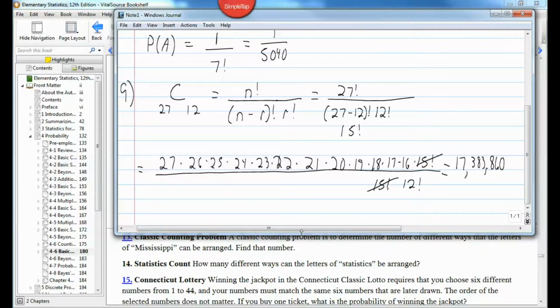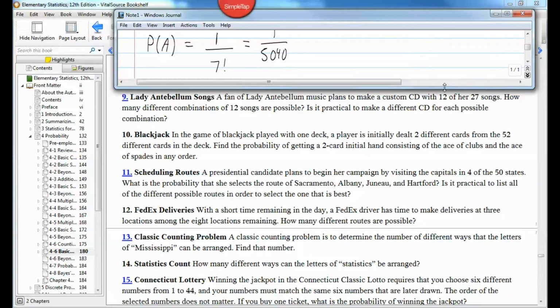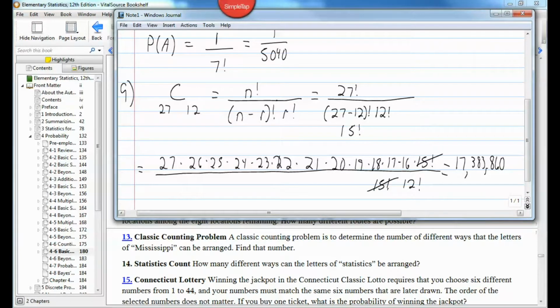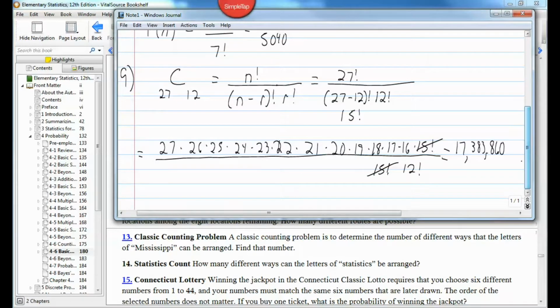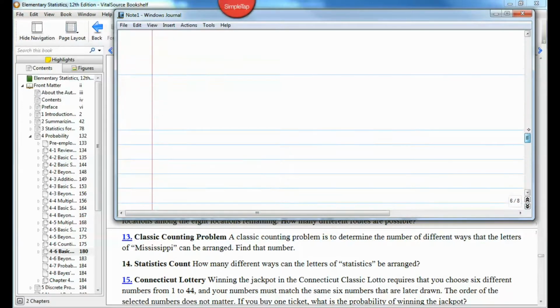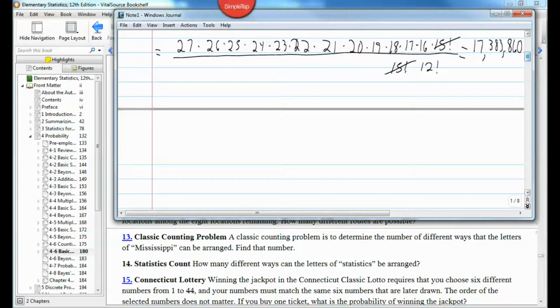The problem then says, is it practical to make a different CD for each possible combination? Not really. I'm not going to make over 17 million CDs. That would take a long time. Alright, let's look at another problem.